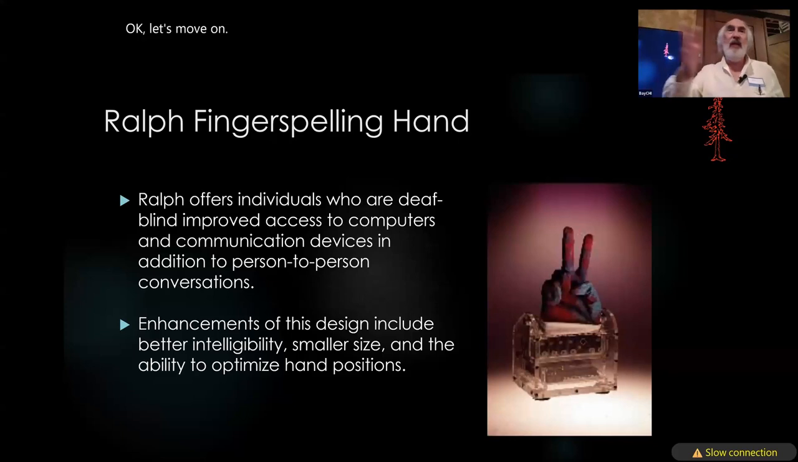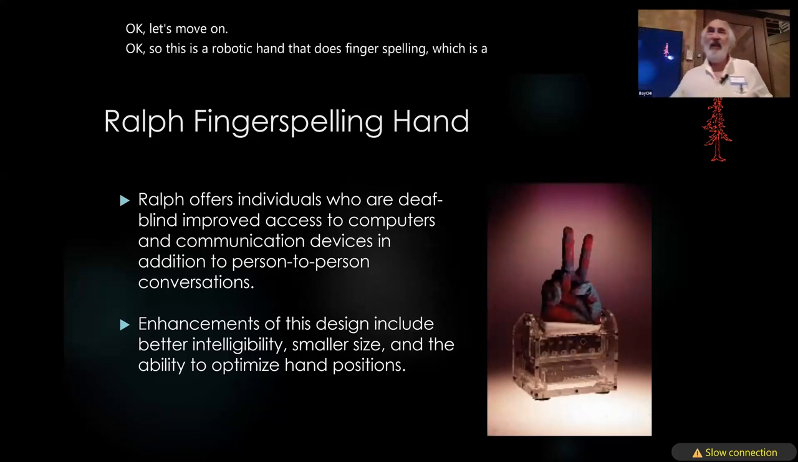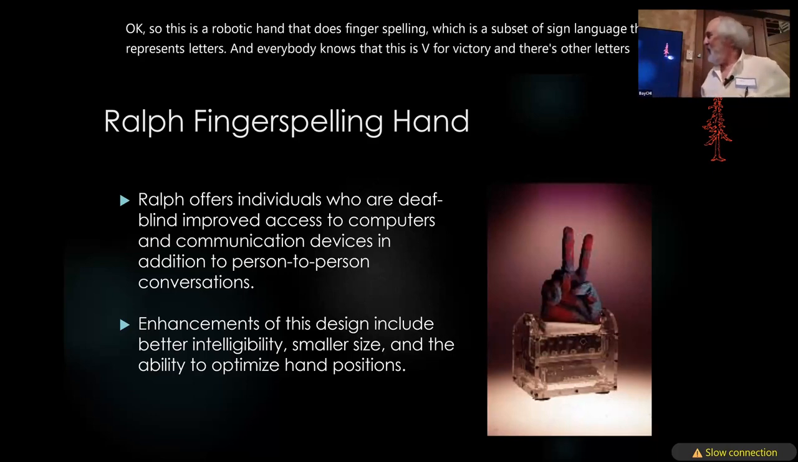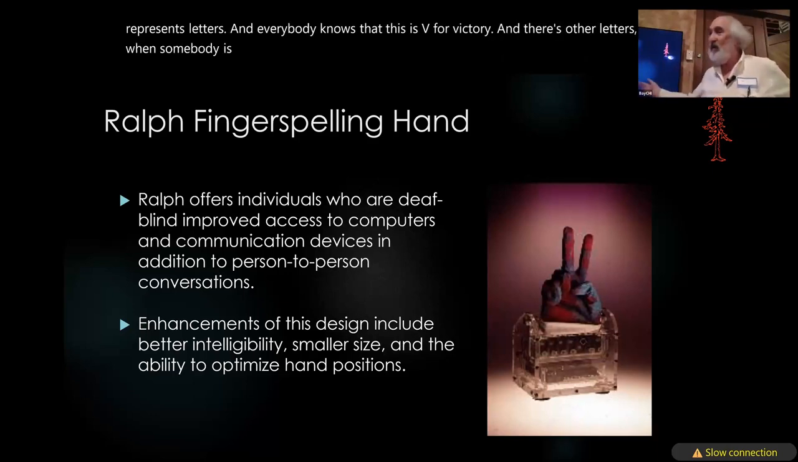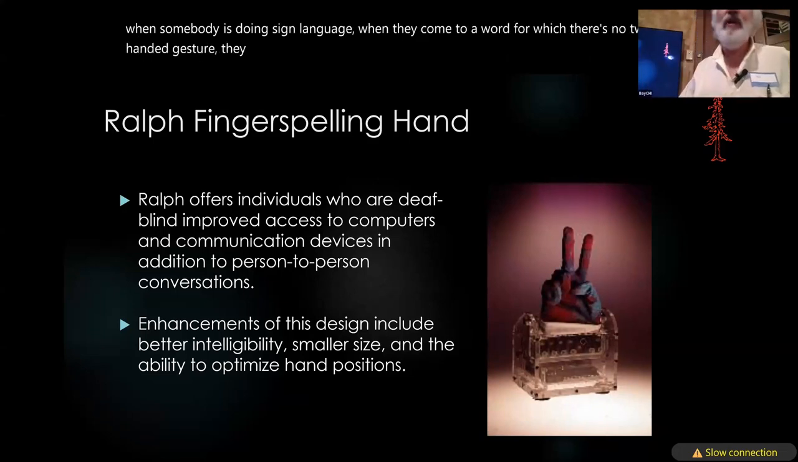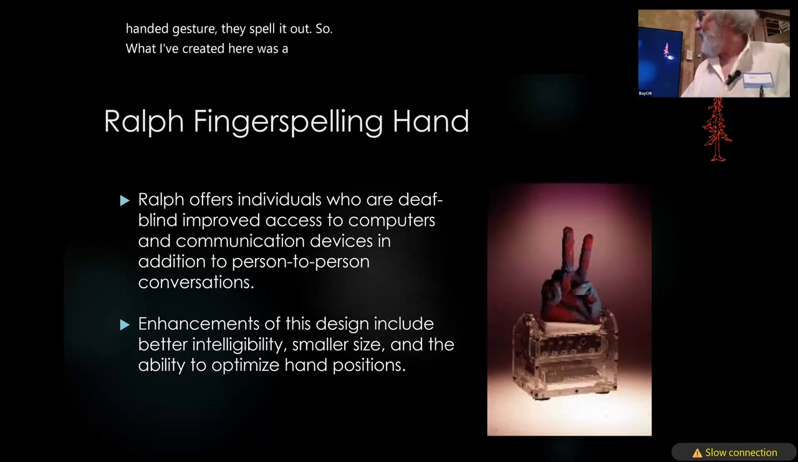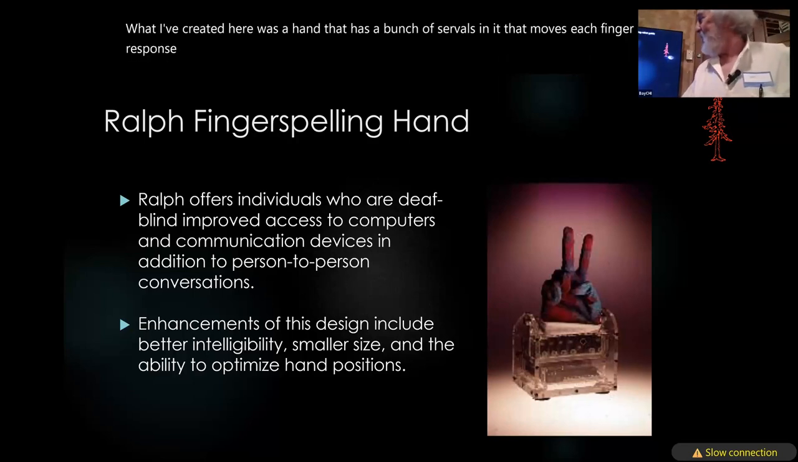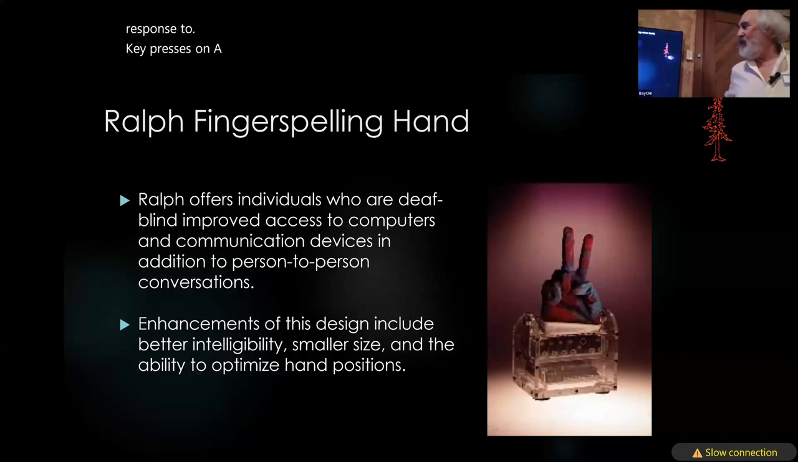Okay, so this is a robotic hand that does fingerspelling, which is a subset of sign language that represents letters. And everybody knows that this is V for victory. So when somebody is doing sign language, when they come to a word for which there's no two-handed gesture, they spell it out. So what I've created here was a hand that has a bunch of servos in it that moves each finger in response to key presses on a keyboard. So it basically moves each finger appropriately.